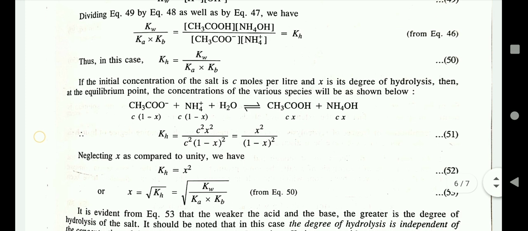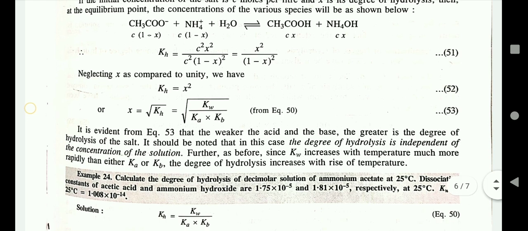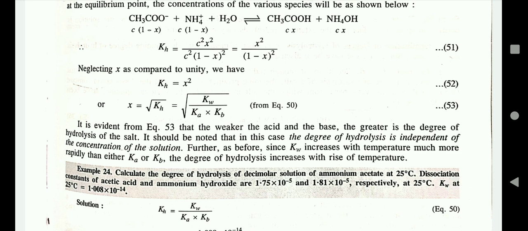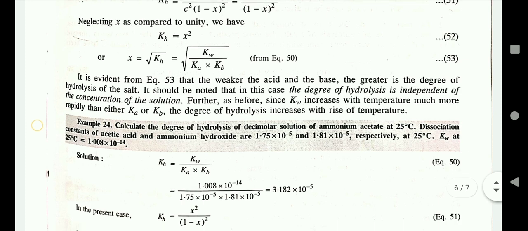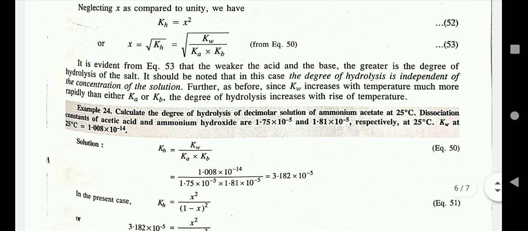The initial concentration of the salt is C moles per liter and x is the degree of hydrolysis. Then at the equilibrium point the concentrations of the various species may be shown. Kh is equal to x². x is equal to the root of Kh, which is equal to the square root of Kw divided by Ka times Kb. It is evident from this that the weaker the acid and the base, the greater is the degree of hydrolysis of the salt.